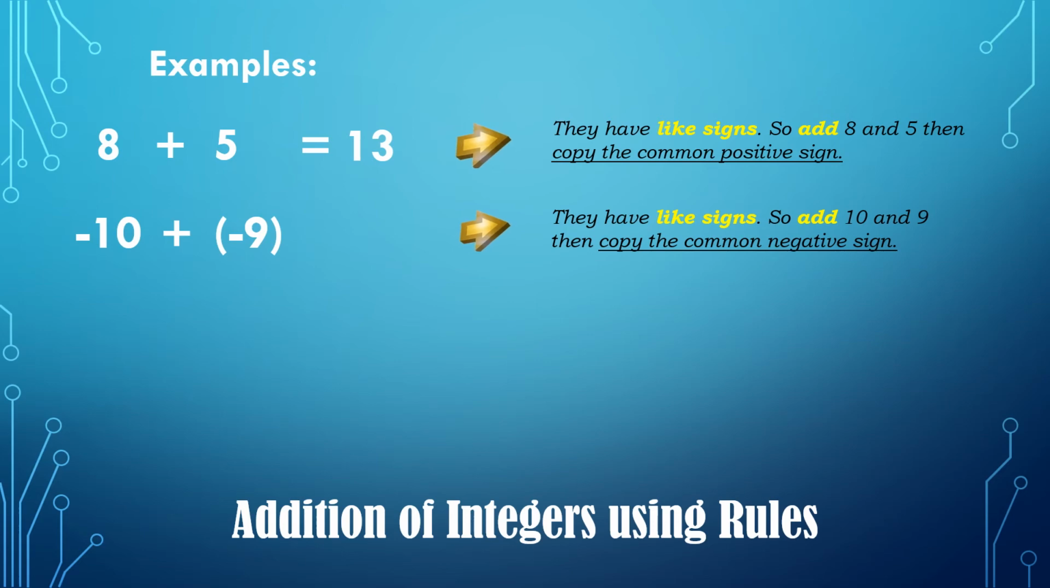Negative signs. Negative 9 plus negative 10 equals negative 19.